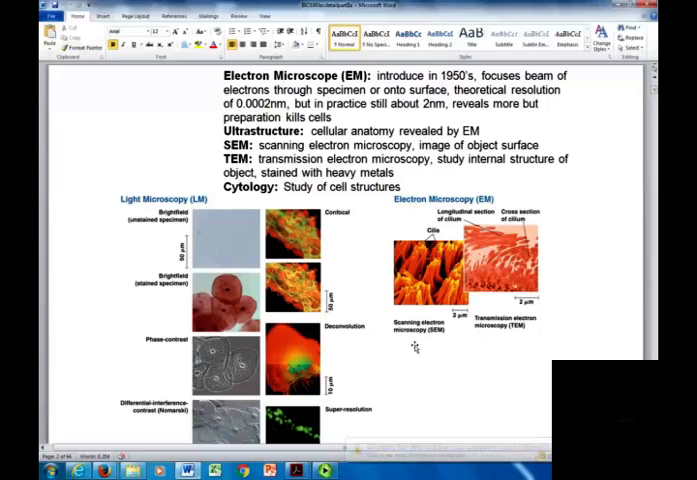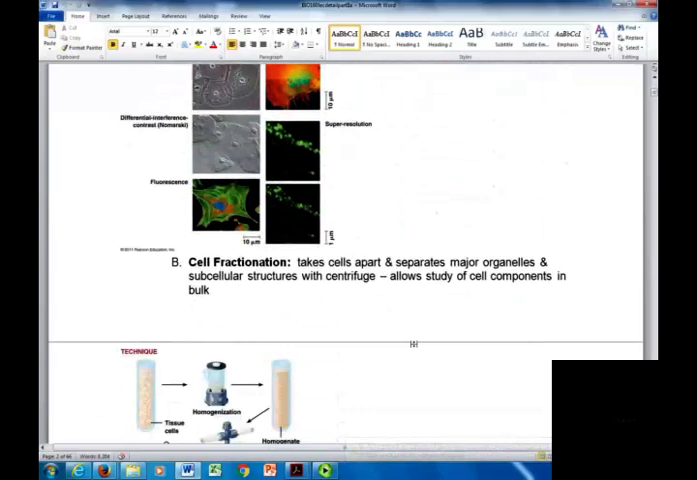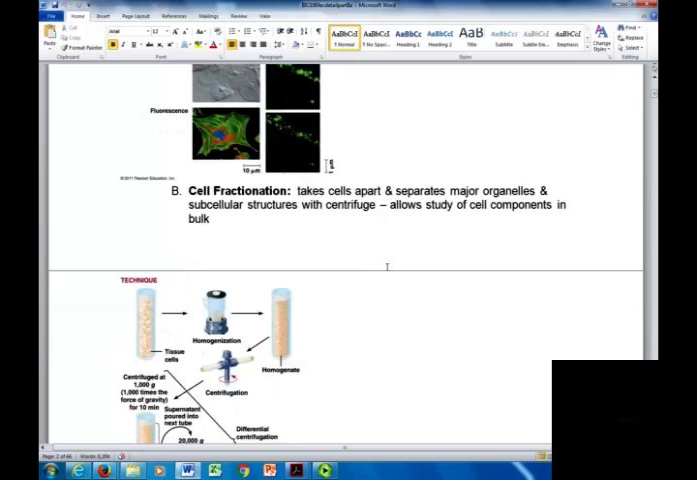Cytology is just the study of cells. So if you want to study parts of cells, you can actually do cell fractionation.